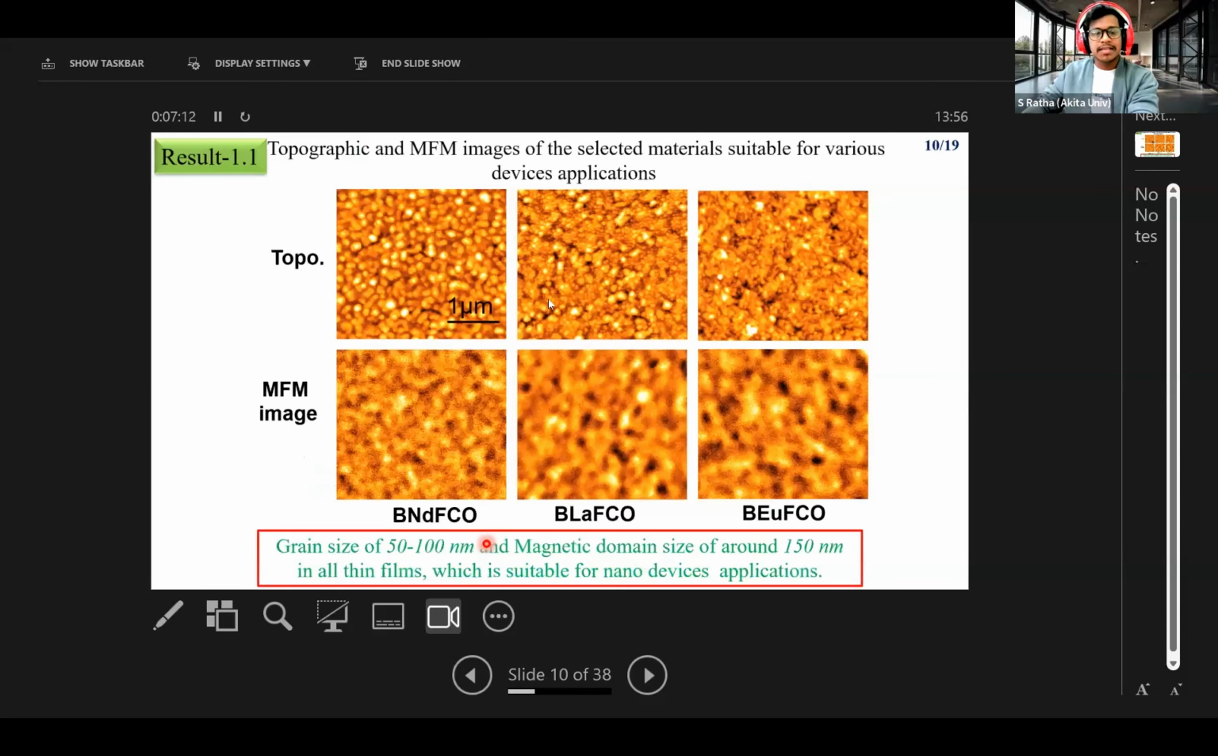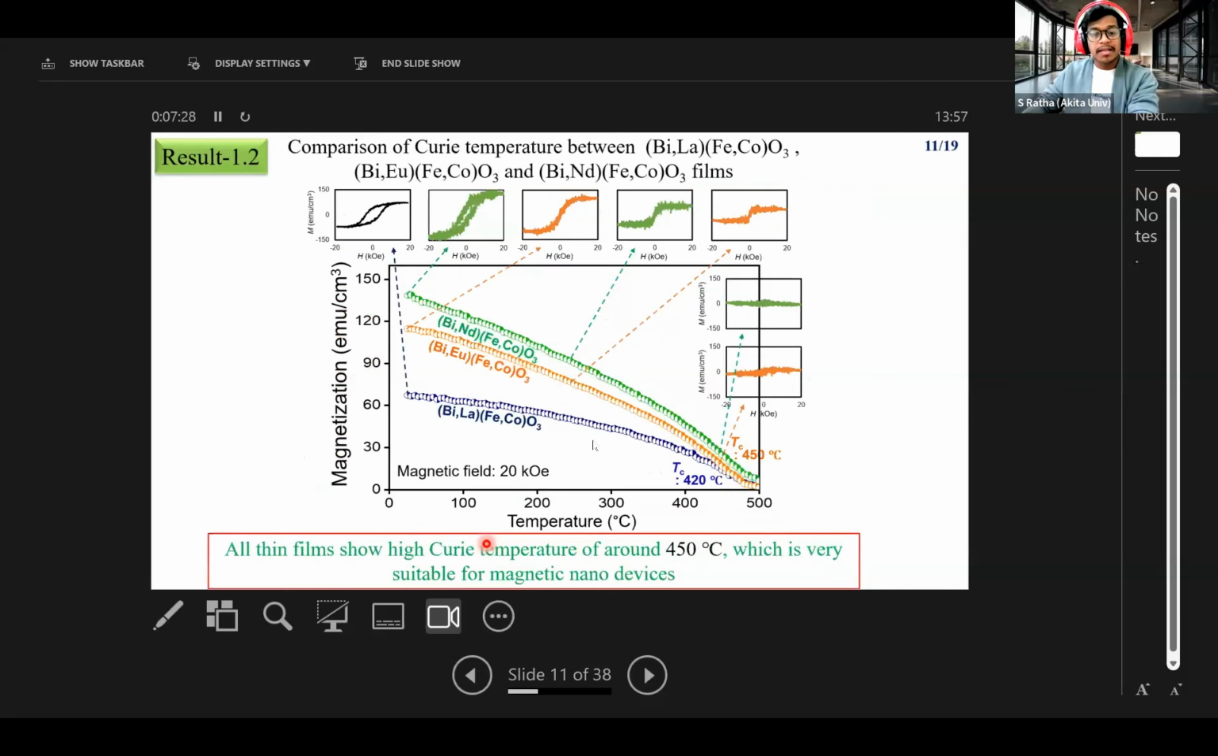As I said, I checked the grain size and domain size in these three thin films, and I found the grain size is around 50 to 100 nanometers and the domain size is around 150 nanometers. That is also suitable for nano device applications. Second, I measured the Curie temperature in all the thin films, and it is around 450 degrees Celsius. Before I found 350 and I said that is not so high, and here we could enhance it a little more, to 450 degrees Celsius, and this is better for device applications.